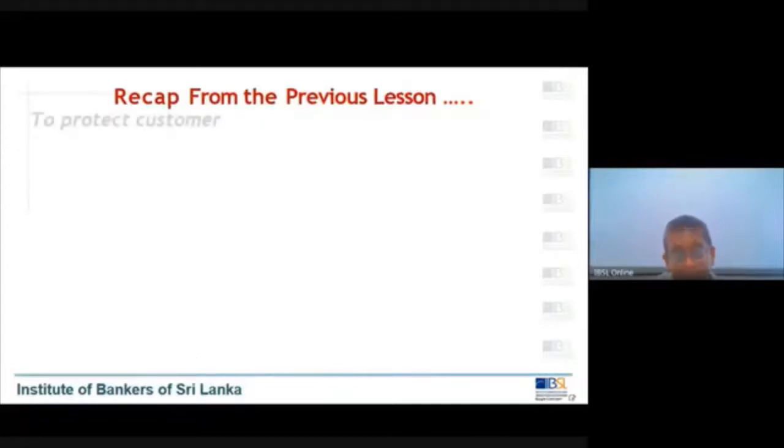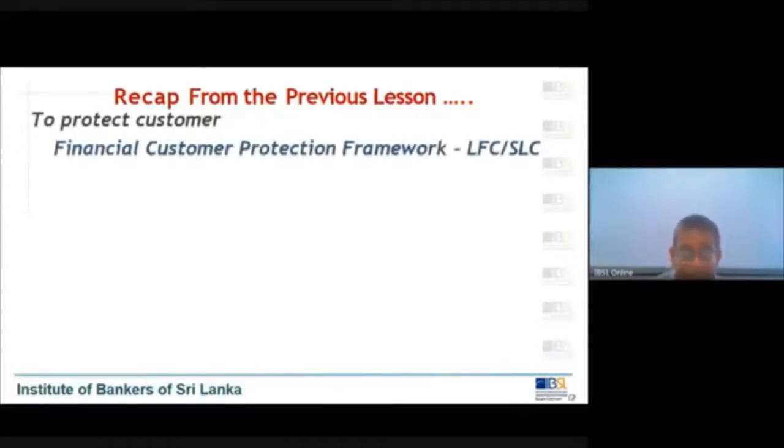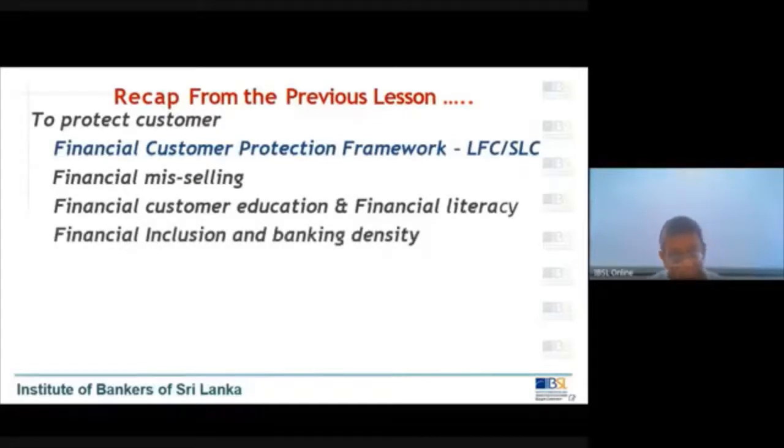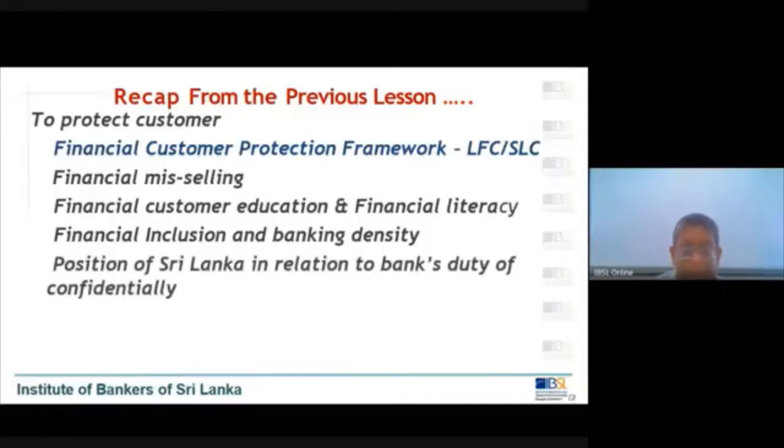Then we continued to discuss under protecting customers. We discussed not only banks, there are financial institutions, leasing companies and finance companies also. The Central Bank introduced a financial protection framework like the customer charter. Then we discussed financial mis-selling. What is financial mis-selling? Why do people tend to do mis-selling? How to avoid that? And things like that. And then we discussed under that financial customer education and financial literacy, right? Then we discussed financial inclusion and banking density, and what is the relationship between financial inclusion and banking density. And then we discussed the position of Sri Lanka in relation to banks' duty of confidentiality, right?